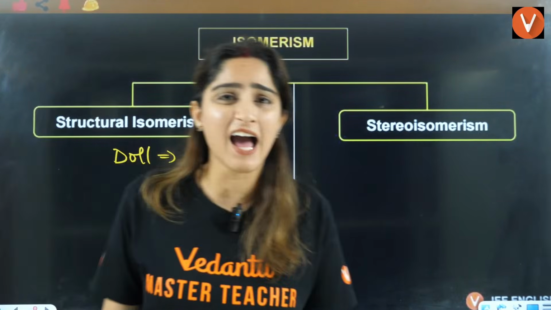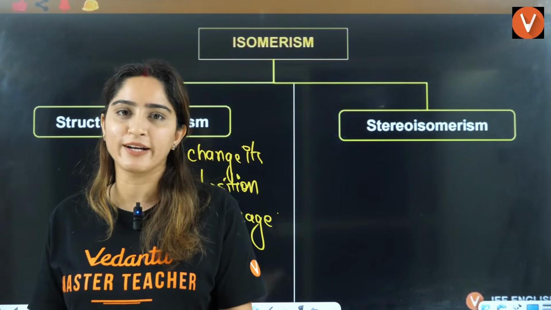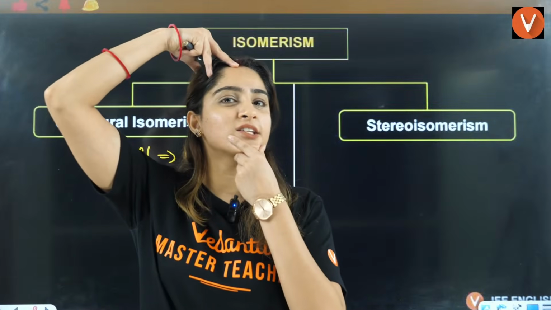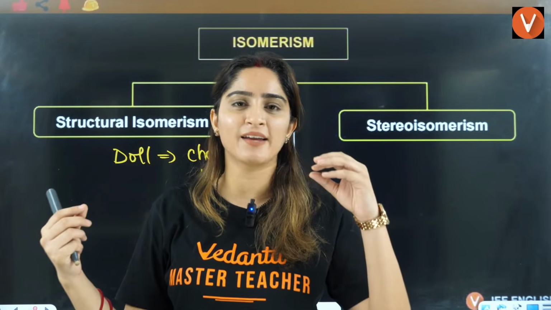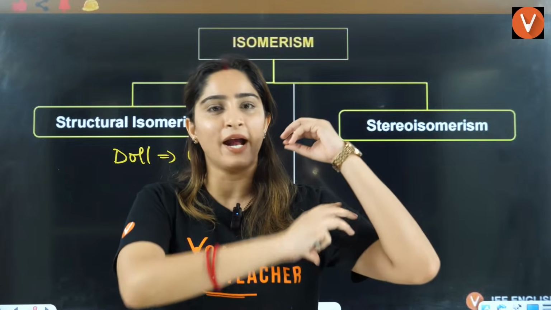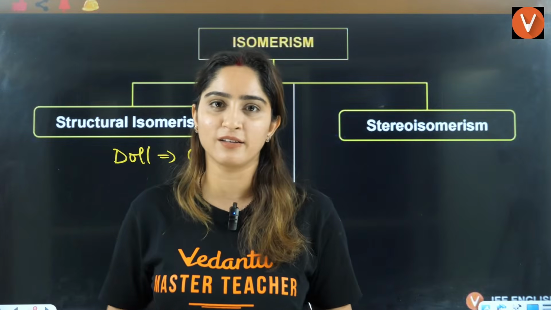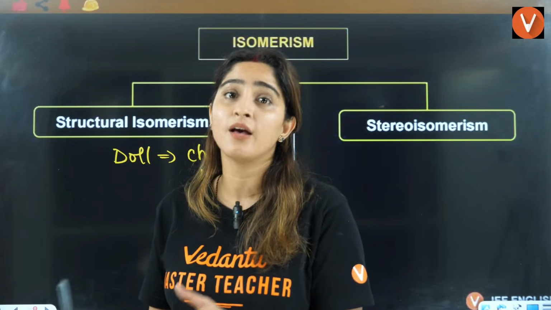We all have done this when we were kids, right? We used to change the head and put it somewhere. We used to twist the arm and we used to break the arm. These are all things we can do with a doll.